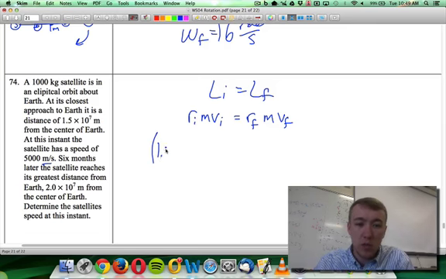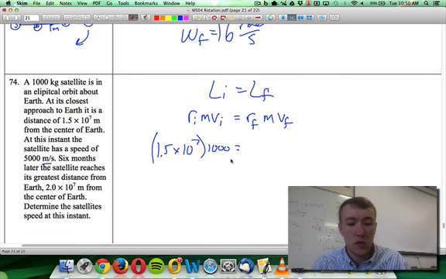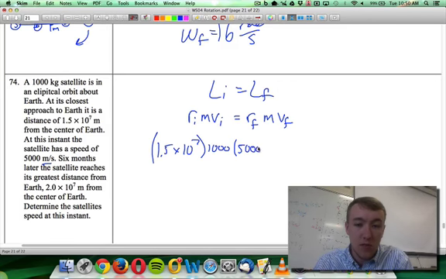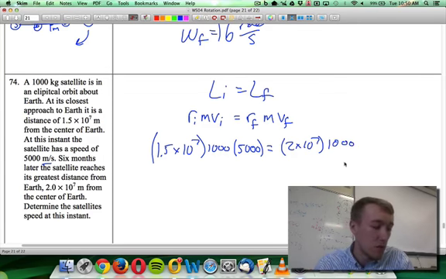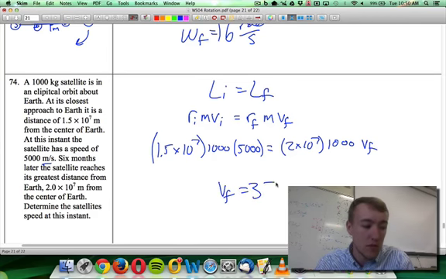That first radius, 1.5 times 10 to the 7th meters. The mass is 1,000. The initial velocity for this, it says, was 5,000 meters per second. The final radius here is 2 times 10 to the 7th meters. The mass is still 1,000. I guess I could have canceled those out if I really wanted to. And we're solving for this final velocity. Multiply all these out, divide by each of these, and you get a final velocity of 3,750 meters per second.